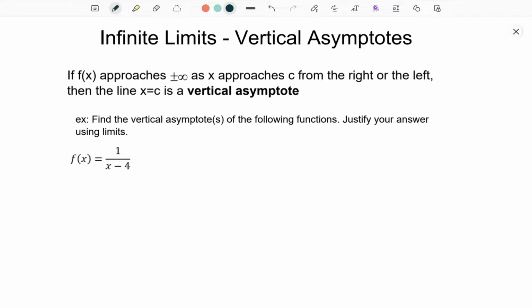Going to talk a little bit more about infinite limits, but more specifically how we know that they result in vertical asymptotes. A rule is if a function approaches positive or negative infinity as x approaches c from the right or the left. So if I say the limit as x approaches c of f of x is positive infinity, or if as I approach c from the left side the limit happens to be negative infinity, if either of these things are true from either side, then that means that c is a vertical asymptote.